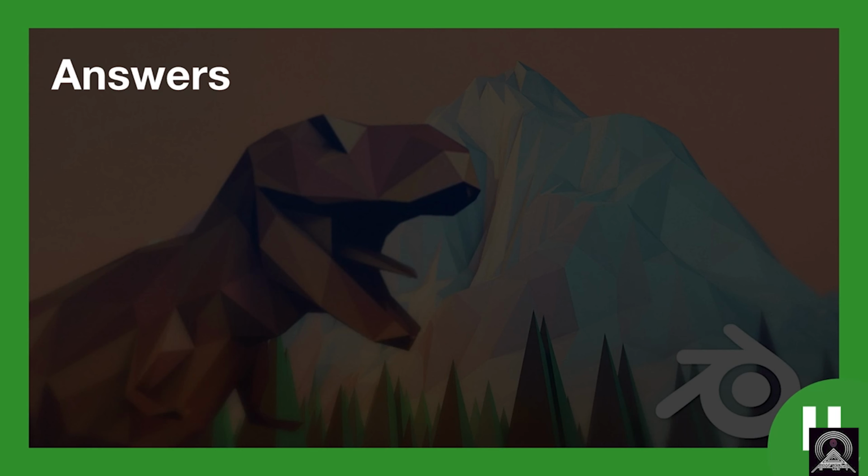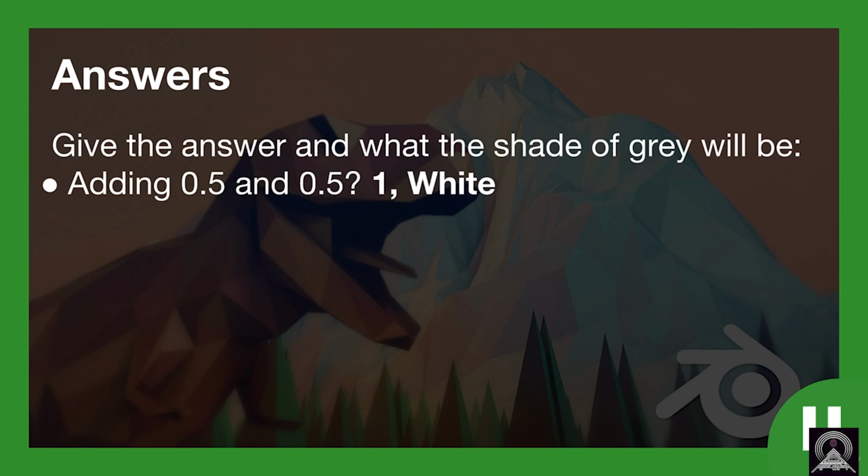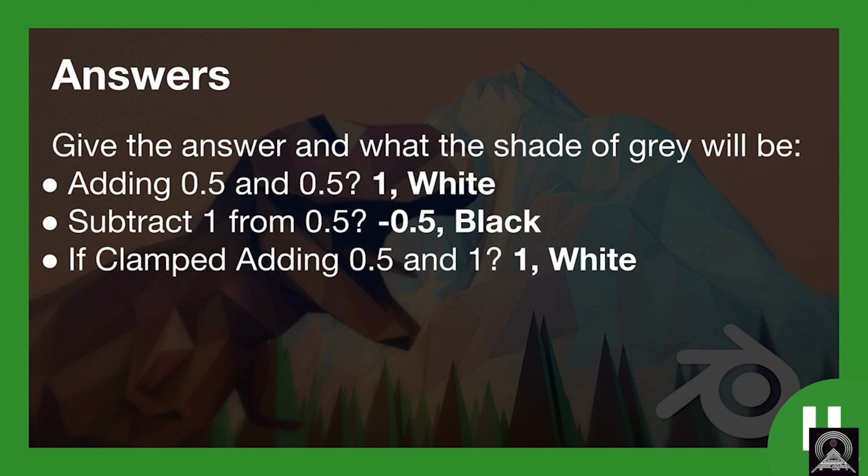Okay, welcome back. Let's go have a look at the answers. So, giving an answer and what the shade of grey will be, or of course if it's black or white. So what happens when you add 0.5 and 0.5? Well, you get 1, which will turn out to be white. What happens when you subtract 1 from 0.5? You'll get minus 0.5, which is black, because we've gone to 0 and we can't really go beyond it. If clamped, what does adding 0.5 and 1 equal? Well, that equals 1 because it's clamped, so it can't go any higher than 1. If you added 1,000,000 and 1 together, you would still get the answer 1, and that would also be white.